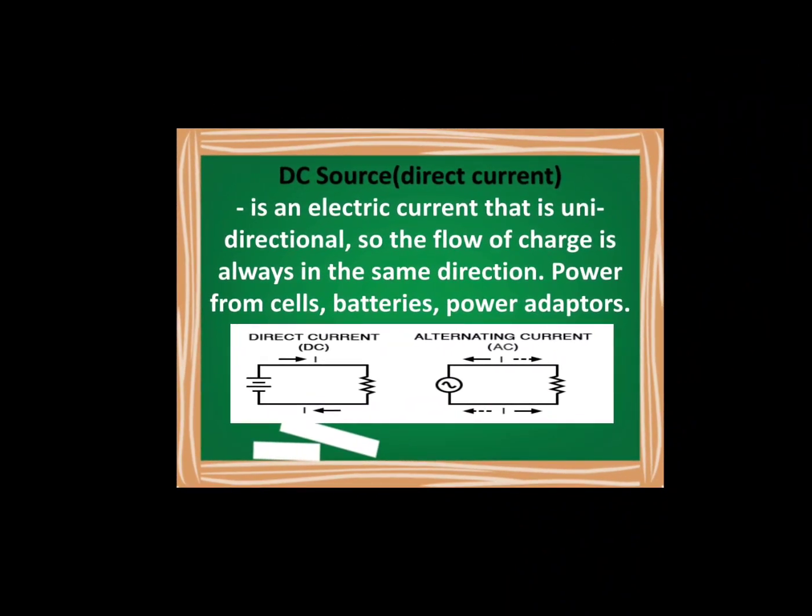So how about the DC source? The DC source or direct current is an electric current that is unidirectional. The flow of charge is always in the same direction. So when we say same direction and unidirectional, it is a DC source or direct current. It is the power from cells, batteries, or power adapters.